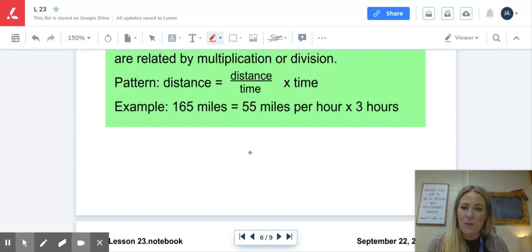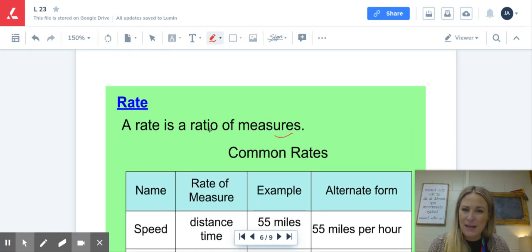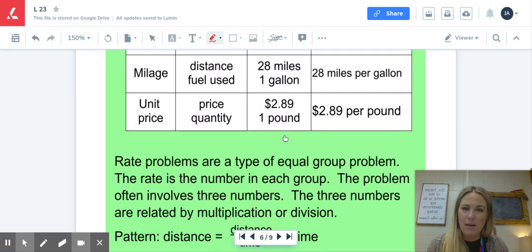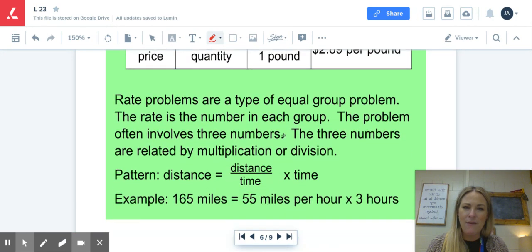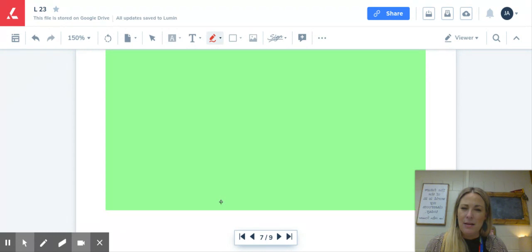So I'm going to see if they actually give us a definition. A rate is a ratio of measures. Like for people who babysit, a rate is what you charge per hour. Or again, if you mow lawns, what you charge per lawn that you mow. That's a rate, right? Let me see if they give us an example.